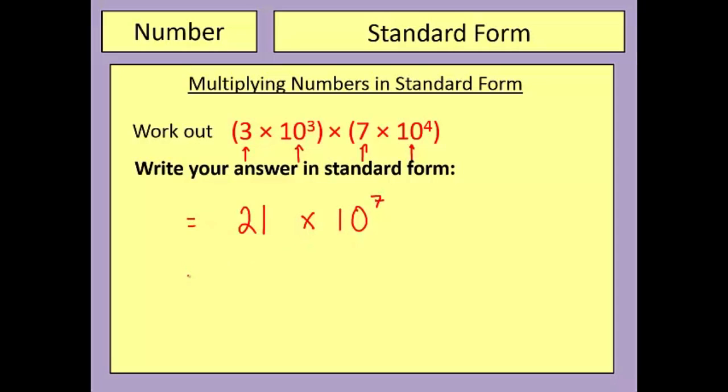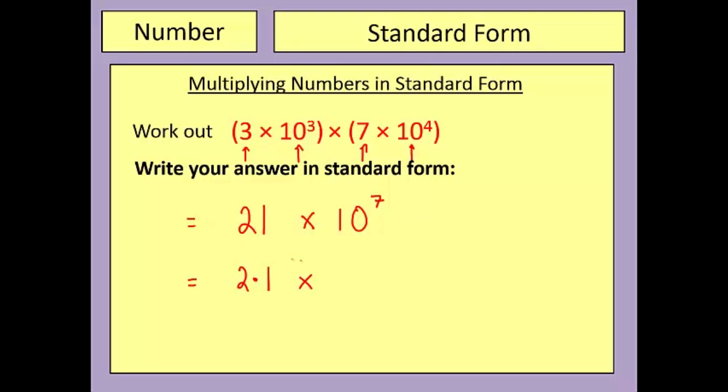Now this number here isn't quite in standard form, because this is 21, and standard form needs to have this number between 1 and 10. So we'd prefer that number to not be 21, but be 2.1. Now the way to get from 21 to 2.1 is divide by 10. But we can't just divide this number by 10, we have to make up for that and multiply this number by 10 so that the number stays the same.